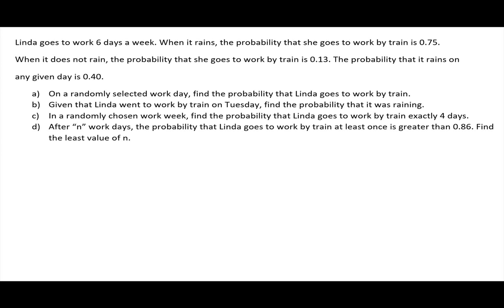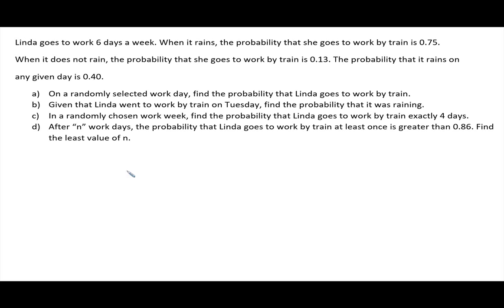Okay, so let's take a look at this question. It says Linda goes to work 6 days a week. When it rains, the probability that she goes to work by train is 0.75. When it does not rain, the probability that she goes to work by train is 0.13. The probability that it rains on any given day is 0.4. So part A: on a randomly selected workday, find the probability that Linda goes to work by train.